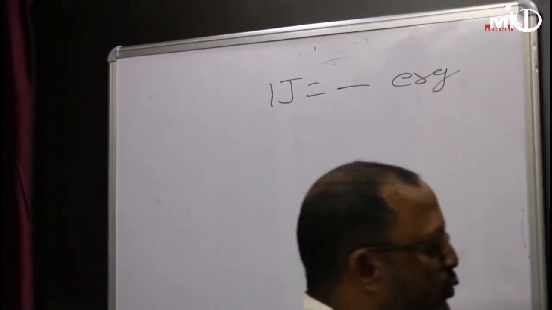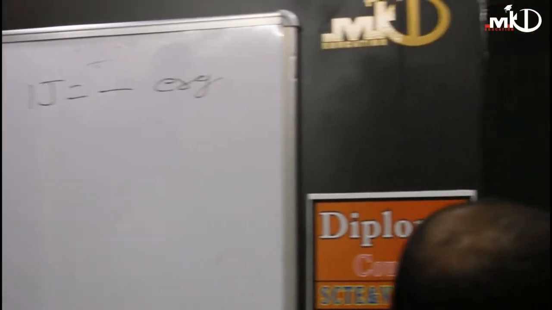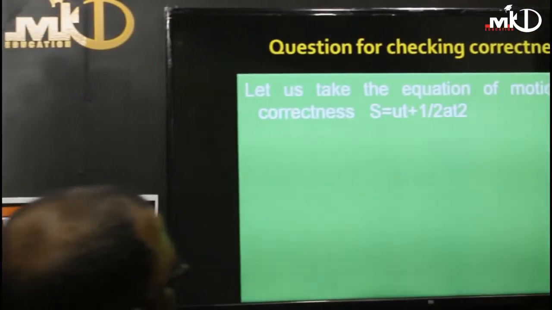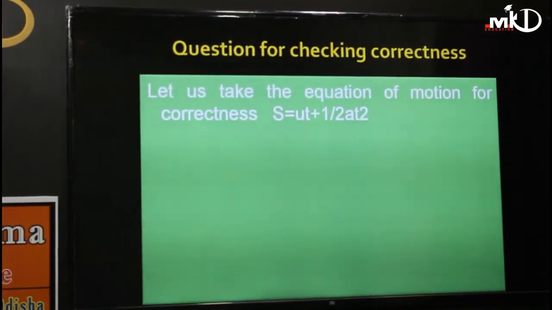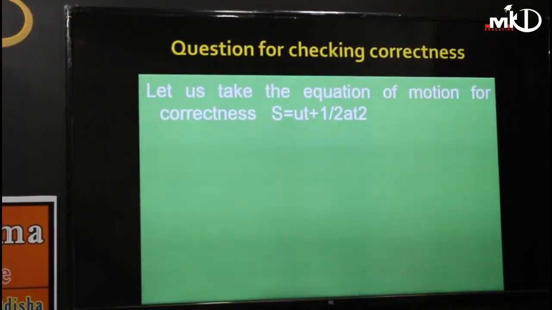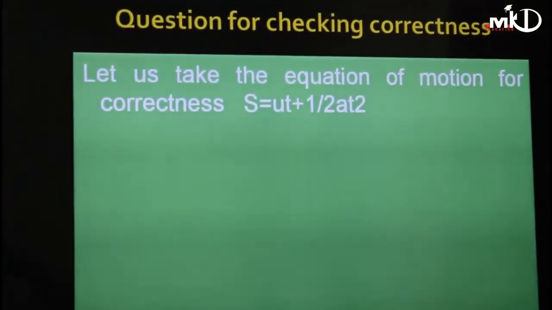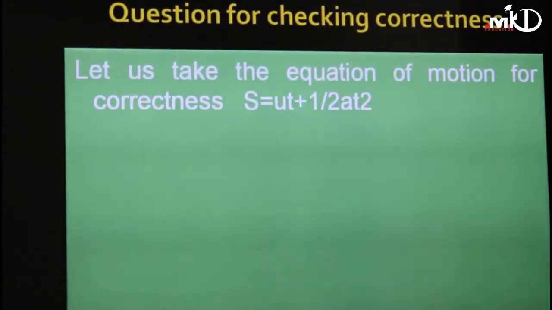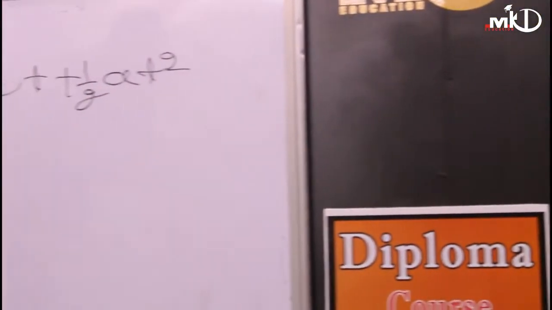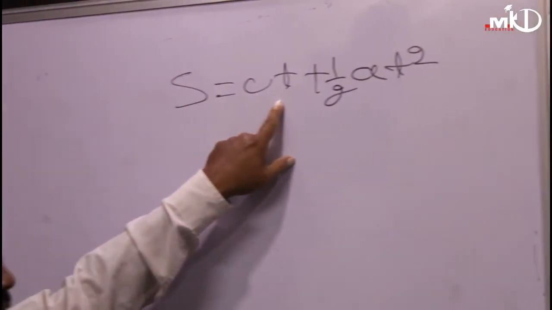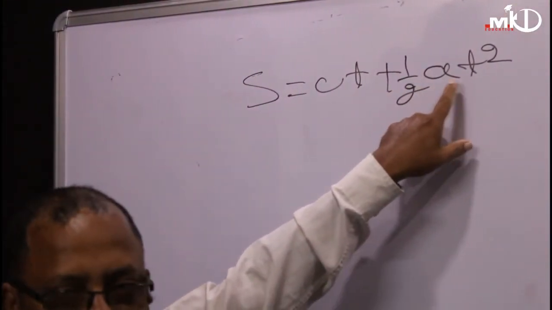Next application, we will switch over to the correctness of equations. Next we will change our topic: how we will check the correctness of a given equation. So my equation is S is equal to ut plus half at square. This is the equation of motion. First I am going to define the terms. S is the distance travelled by an object, u is the initial velocity, t is the time, a is the acceleration, t is the time.